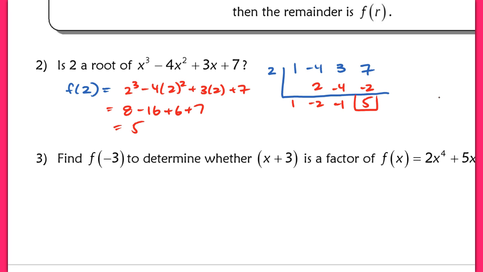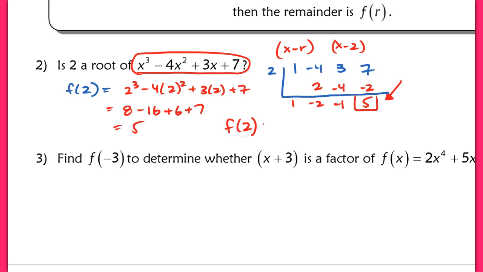So you're seeing the remainder theorem at work. Basically, when you divide that polynomial by that linear term, x minus r, in this case x minus 2, the remainder, 5, is the same as if you were to evaluate that function at this specific value. So f of 2 is equal to 5, and you're seeing that same value as the remainder for your function.